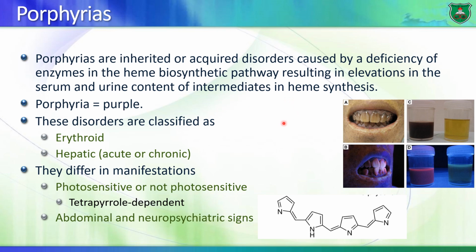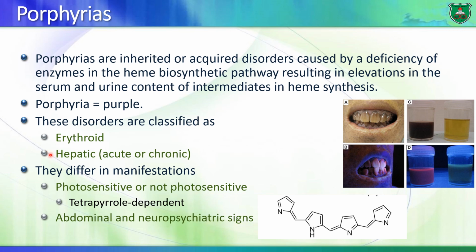So what happens with these individuals is that their lips and teeth and gums would look purple, and skin overall would look purple as a result of that. That also includes urine. Now, these disorders are classified by the affected tissue. So they can be erythroid specific or hepatic specific. And for hepatic specific disorders, they can also be acute or chronic.